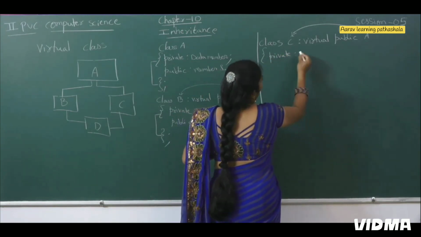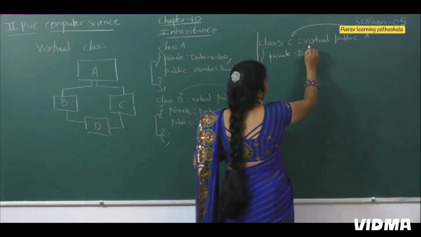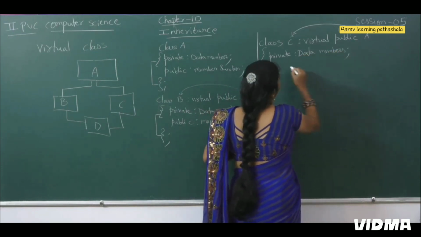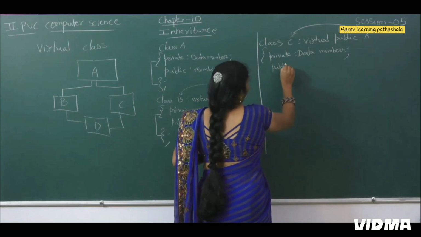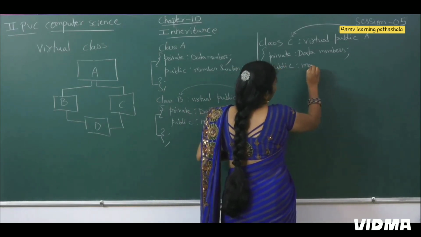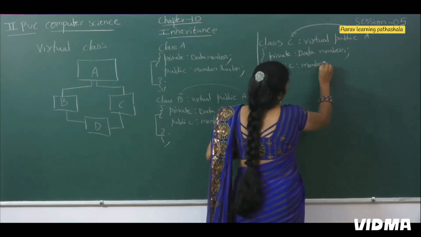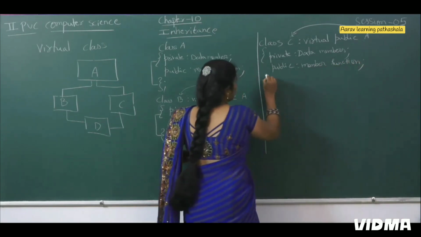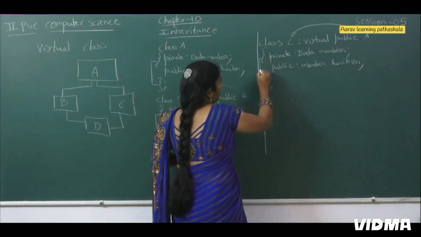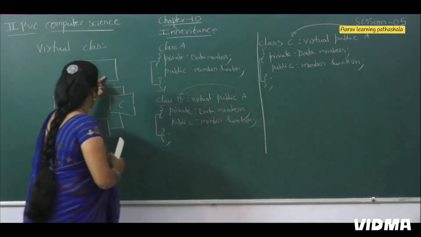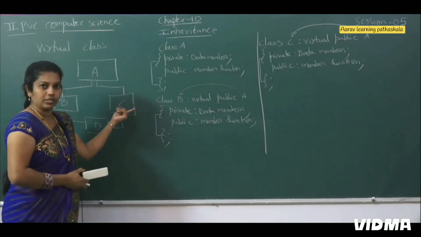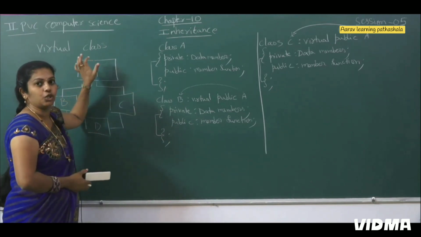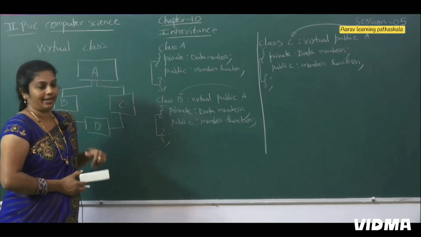In private section we have data members, and in public section we may have member functions. Next close this class. Here we closed. From this A class we have created one is B and one more is C. Next I am creating D, and I make this A as virtual to avoid the duplication of the same data.